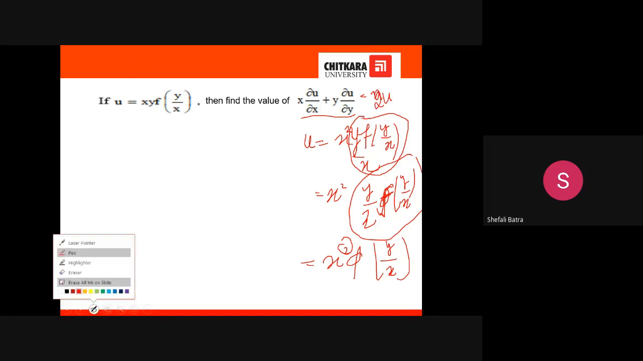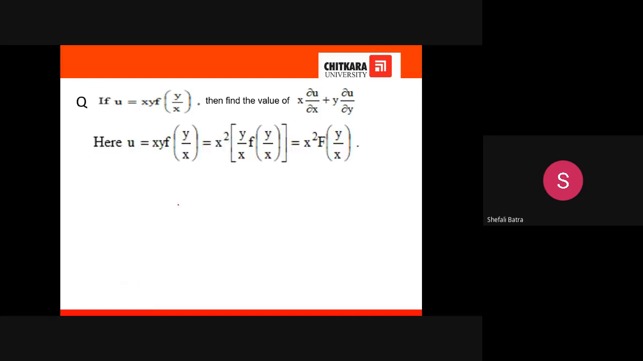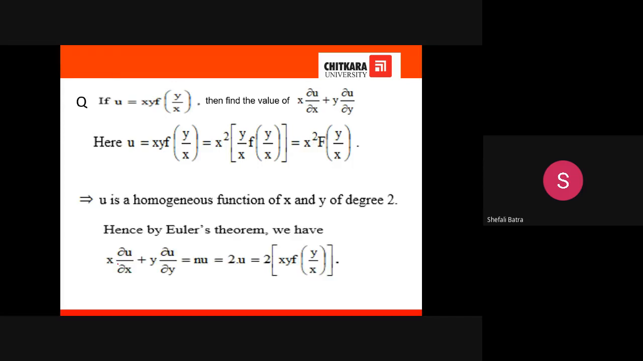Now I'll show you the solution. You are multiplying and dividing with x, so it becomes x square, some function of y by x. So u is a homogeneous function with degree 2. Therefore, by Euler's theorem, x into ∂u/∂x plus y into ∂u/∂y is equal to nu, n is 2. So the answer is 2u. Right?